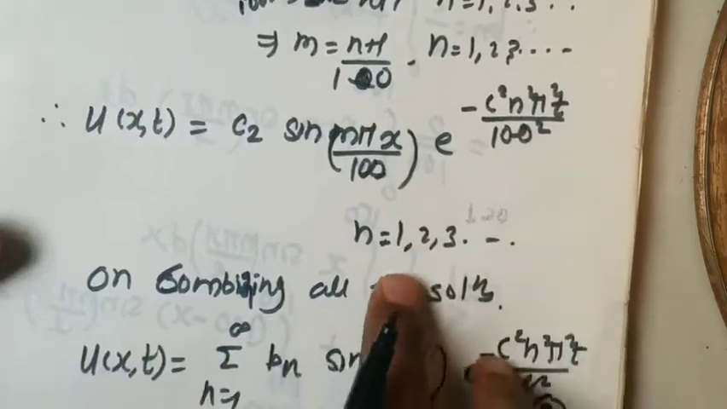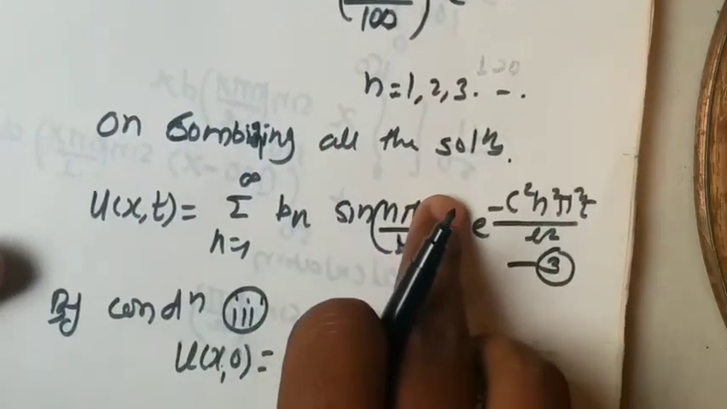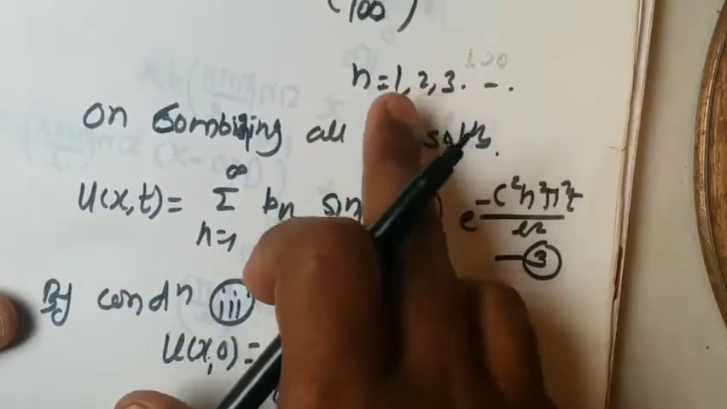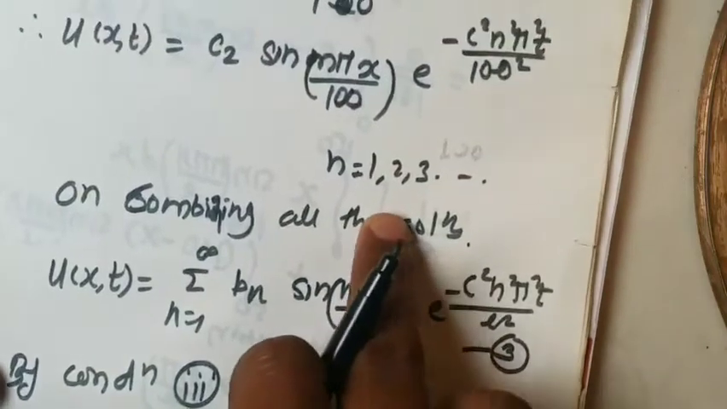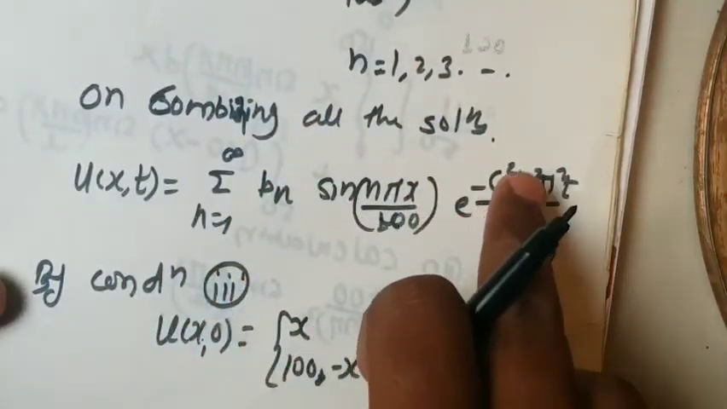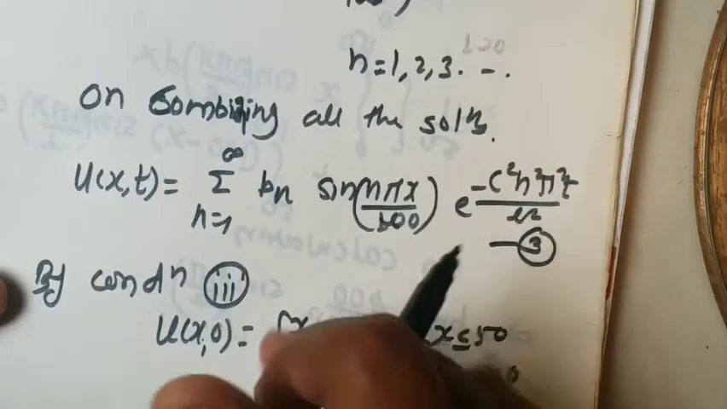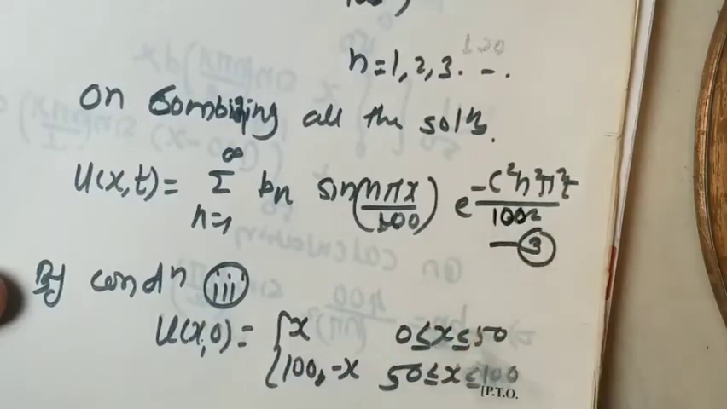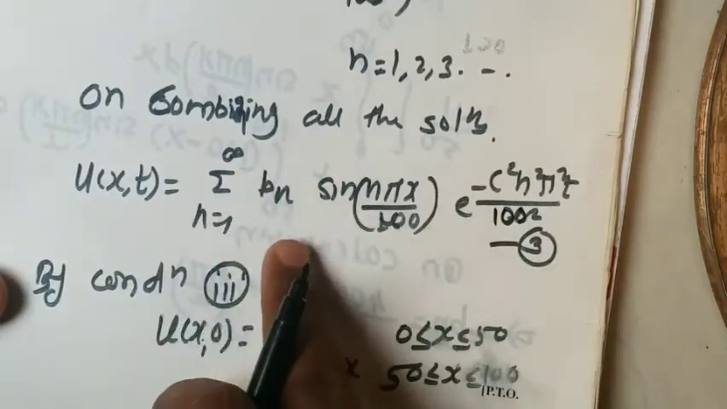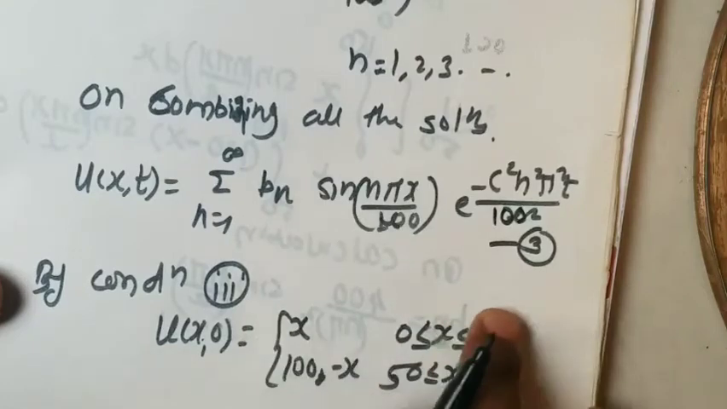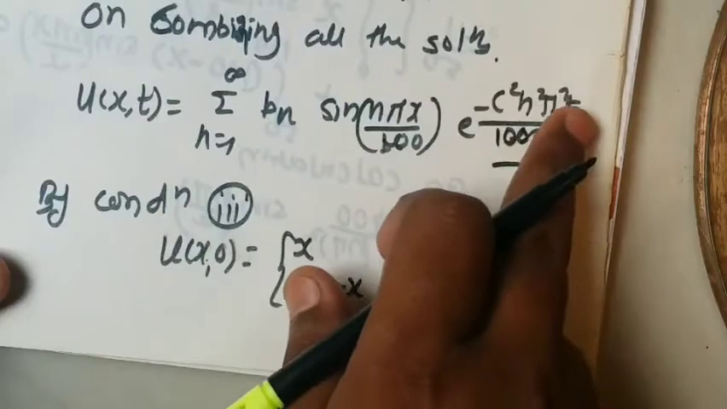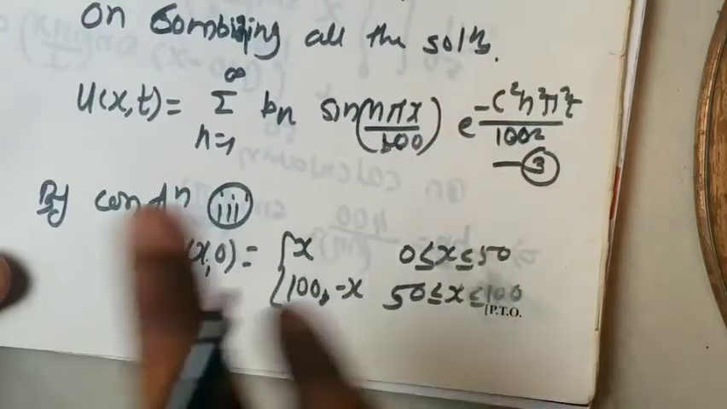The next step, we combine all the solutions. So that gives us the series, right? Now this is the series that we have obtained after putting the value of m. Okay, on combining all the solutions, your constant becomes bn sin n pi x by 100 e raised to minus c square n square pi square t by 100 square. This is the 100 square. Okay, now we determine bn from the third condition and substitute in this series to get the final solution. So for condition 3, u of x,0, put t equal to 0 in this equation. So e raised to 0 will become 1, and the remaining terms will be as they are.